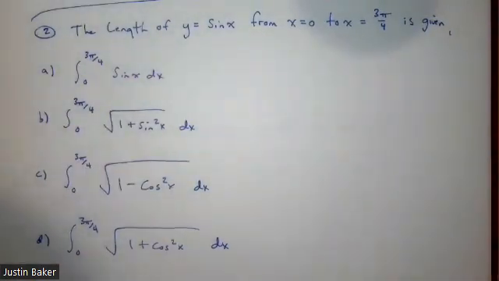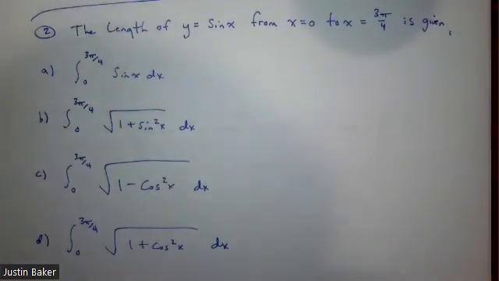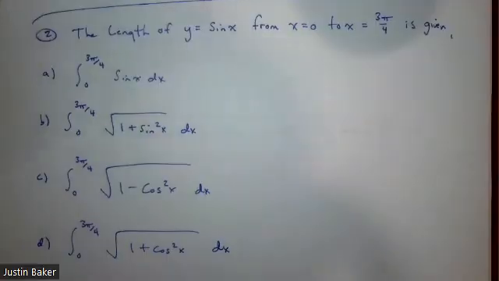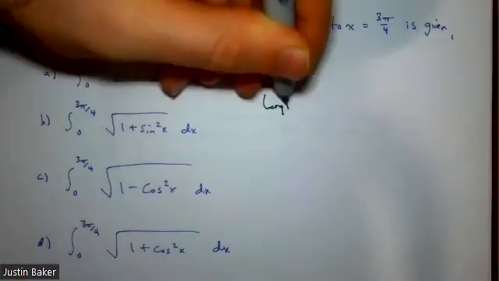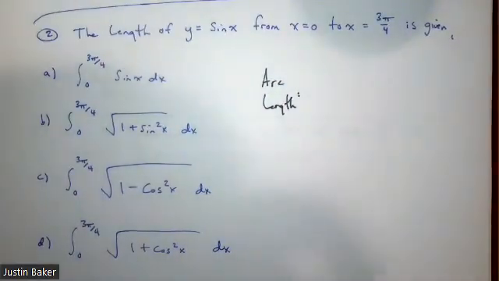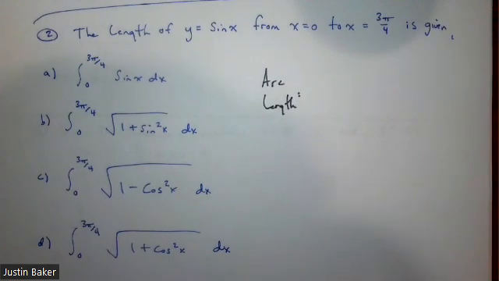Okay, next one, length of this. So we don't need an answer. This is a very popular way of writing a BC question. We just want the setup. Something to think about. We need to know the arc length formula in order to answer this. So there was a regular arc length formula that you were given.